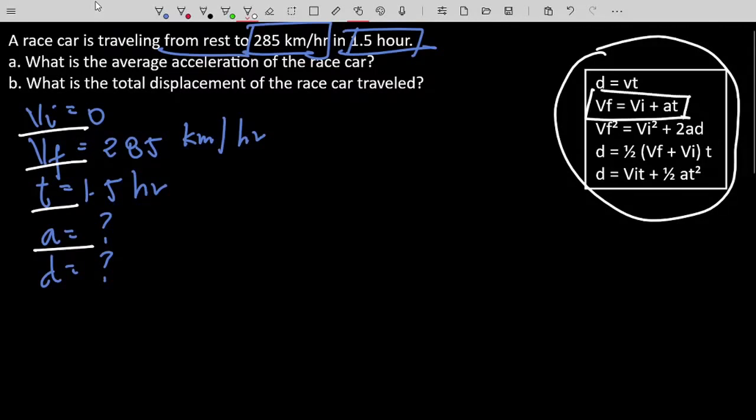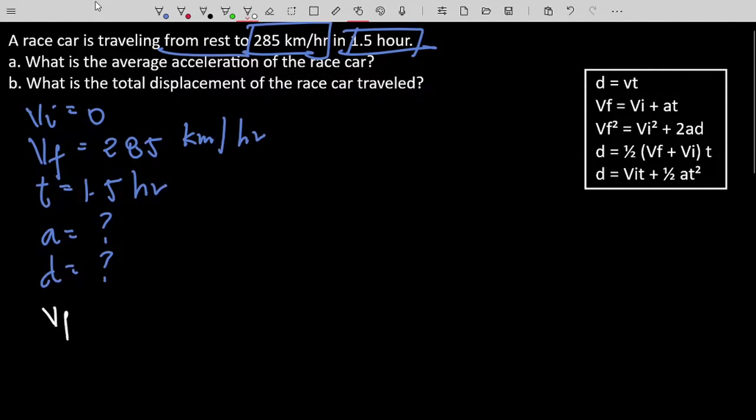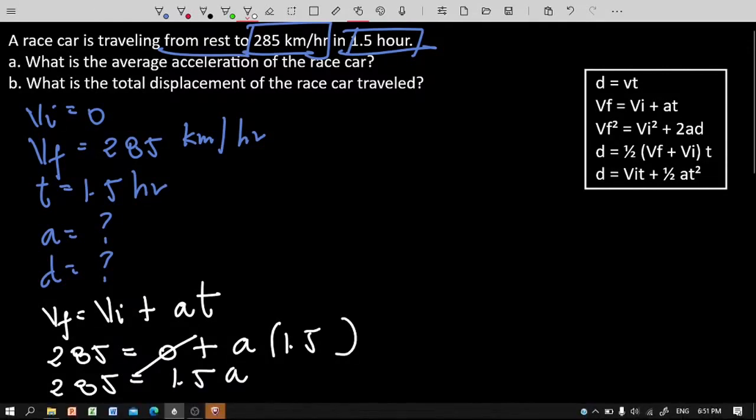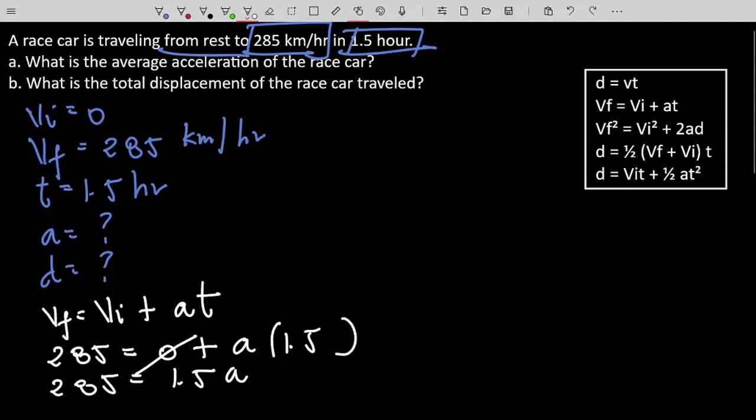So let's rewrite the formula. Again, final velocity is equal to initial velocity plus acceleration multiplied by time. Now our final velocity is 285. Our initial velocity is 0 plus acceleration and the time, which is 1.5. Now cancel this one, so 285 is equal to 1.5a.